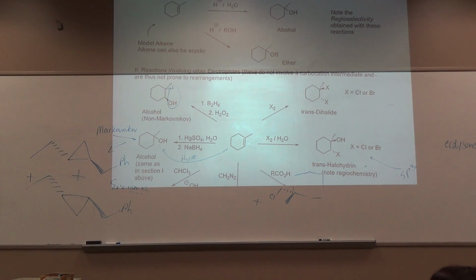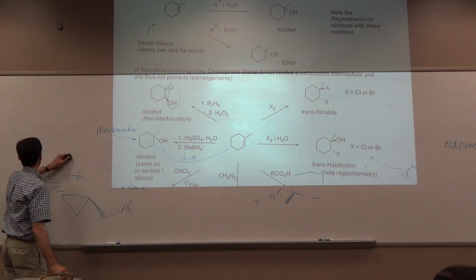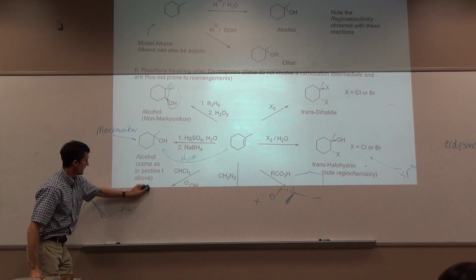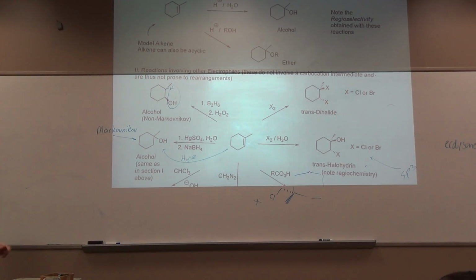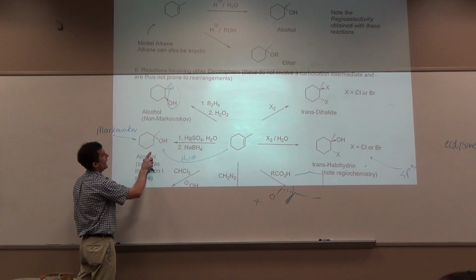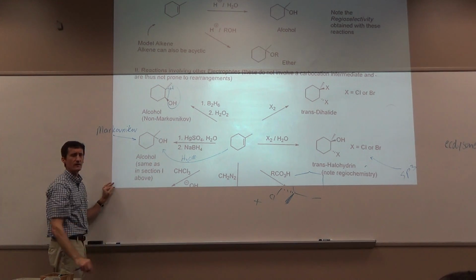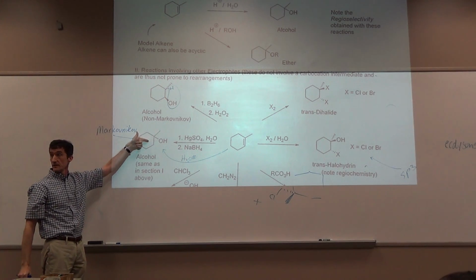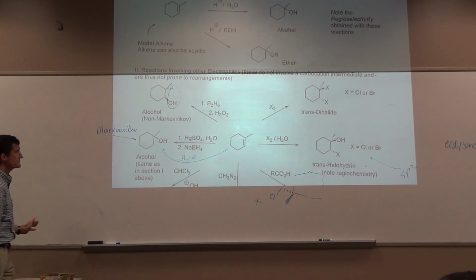Markovnikov. I don't like to use this term, but you do need to know what it means. Chemist a while back, either French or Russian or something, I can't remember. Where the nucleophile ends up on what type of carbon? Tertiary. The more substituted. Why does it end up there? Because that's where the cation would be. That's sort of your standard Markovnikov reaction product.